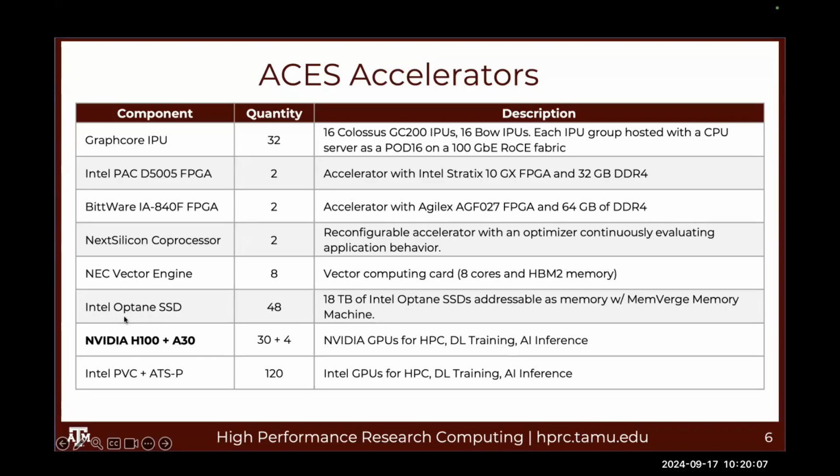This one is the Intel Optane SSDs. We have 18 terabytes. They can be addressable as memory with the MemVerge Memory Machine. So if you require large memory for your workflow, and maybe you want to use the Intel Optane SSDs, we have research scientists working on this and testing the performance of this composable memory. And if you are interested, you are welcome to contact us as well.